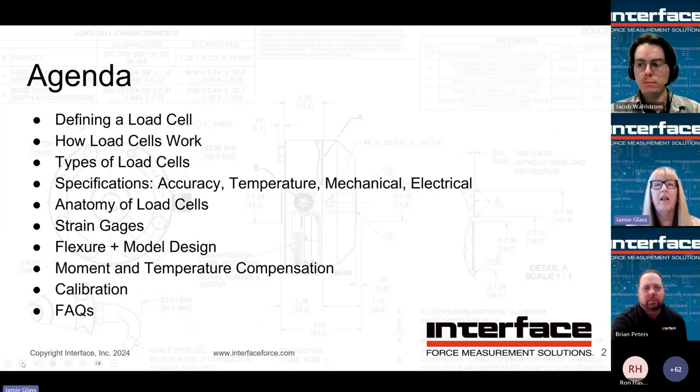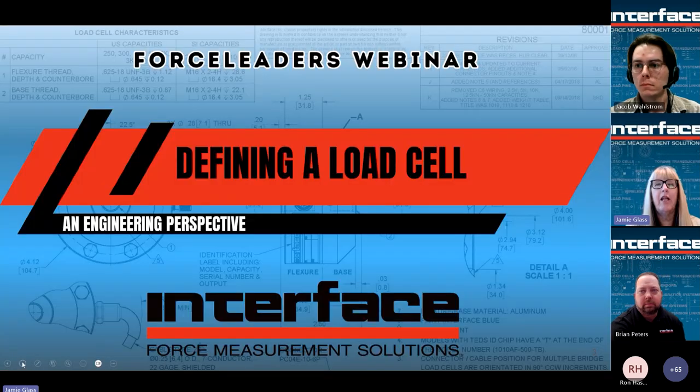Our agenda is going to cover a lot. We're going to move pretty quickly through load cell definition, how it works, and types of load cells. What we really want to get into more detail on are the specifications, anatomy of different load cells, the inner workings, strain gauges, flexure, and model design, and what considerations are made by engineers when designing load cells. Then we'll talk about moment and temperature compensation, calibration, and cover some FAQs that go directly to our engineering team about load cell design.